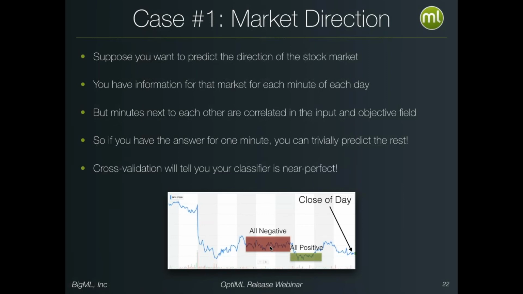So if you have cross-validation holding out a random subset of these minutes in each fold, it's going to tell you that your classifier is near perfect because you've always got these adjacent points that will let you make a perfect prediction. So this is a problem, right? Because in general, you can't predict the direction of the market. In general, that's really, really difficult. But cross-validation is going to tell you that this classifier is almost perfect.